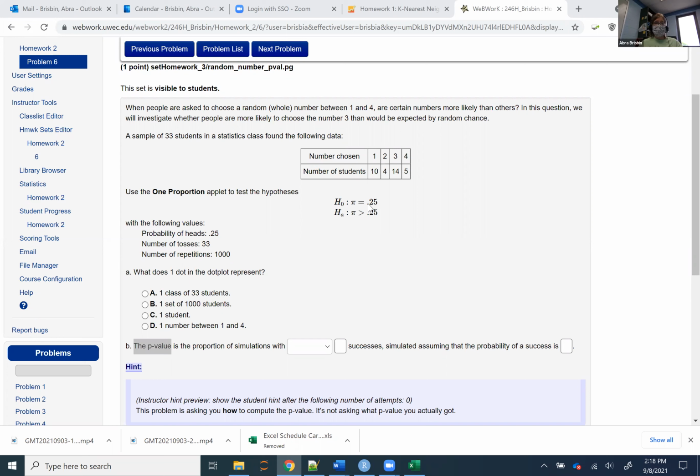Good guess. 0.25 is the hypothesized value of the parameter, but it's not the statistic we got in the study. That was the number or proportion of people who chose the number 3 in the actual data. So in the actual data, there were 14 people who chose the number 3. That's our observed statistic. So 0.42 or 0.343.